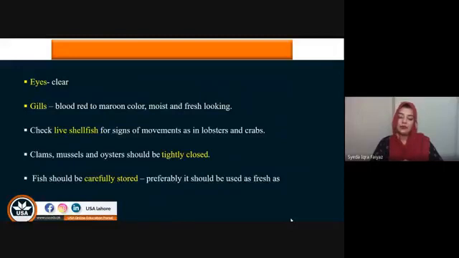Fish should be carefully stored, and preferably used as fresh as possible. Once you do catch the fish, you need to make sure it is carefully stored at a constant temperature so that when it reaches the customer, it is as fresh as it can be.